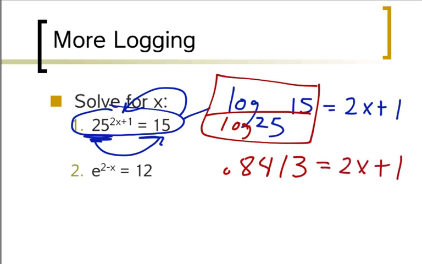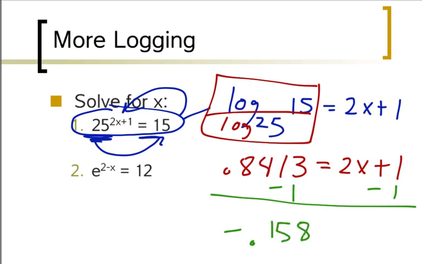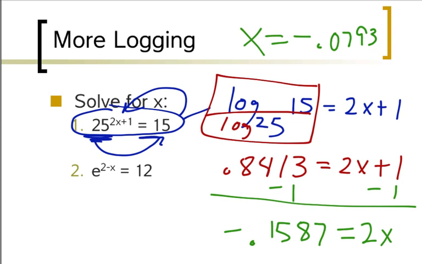So from here it's just simple algebra where I just subtract 1, and that should give me negative 0.1587, and then that's still equal to 2x, so then I just take that and divide by 2, and I should get my final answer of x equals negative 0.0793. Okay?